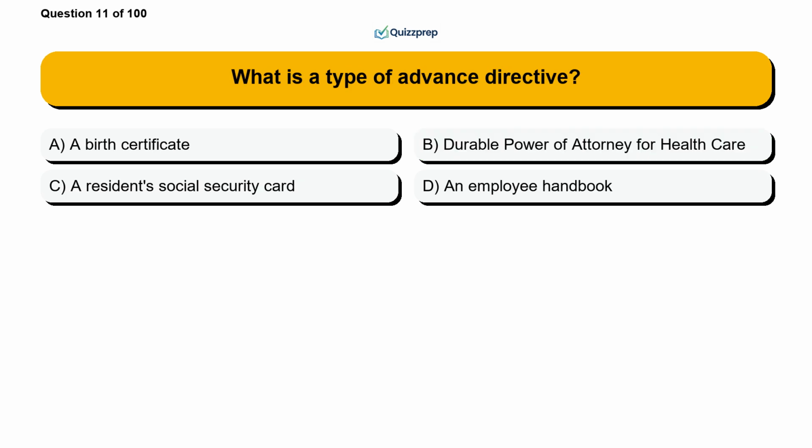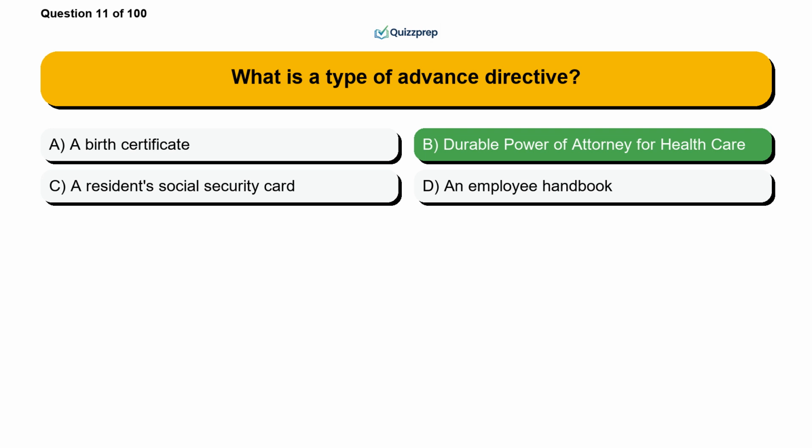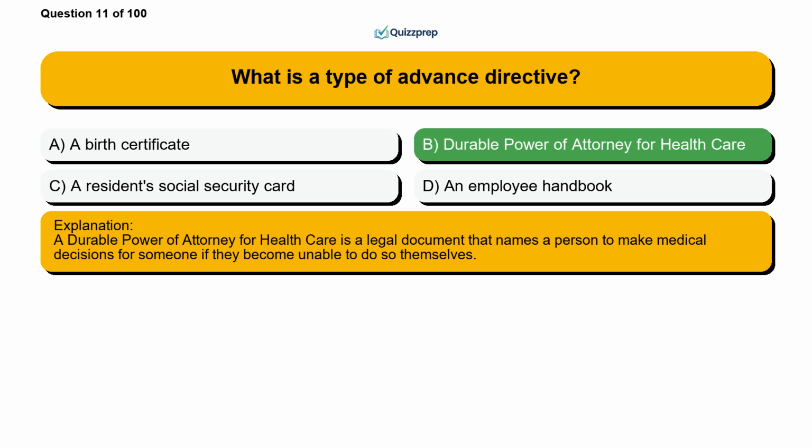Question 11. What is a type of advance directive? Option A, a birth certificate. Option B, durable power of attorney for healthcare. Option C, a resident's social security card. Option D, an employee handbook. The correct answer is option B, durable power of attorney for healthcare. A durable power of attorney for healthcare is a legal document that names a person to make medical decisions for someone if they become unable to do so themselves.